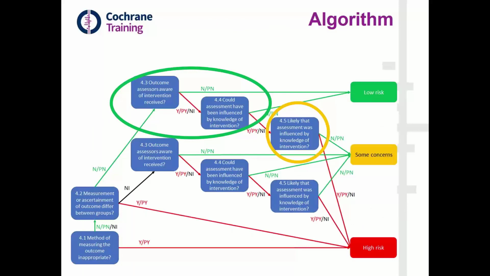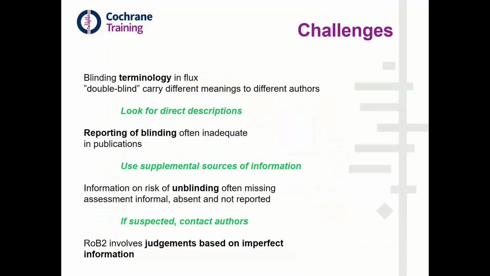So this is the algorithm. Low risk of bias basically boils down to whether there is an outcome assessor, whether the outcome assessor is blinded, and if not blinded, whether the outcome is objective. Various combinations of this will then end up with some concerns or high risk of bias.